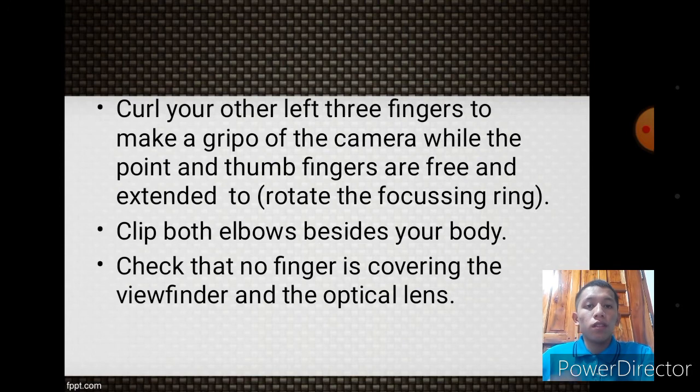Next is clamp your both elbows beside your body. Clamp, ibig sabihin nakatuon ang dalawang elbows nyo sa inyong katawan para hindi ka masyadong mangalay. Check that no fingers is covering viewfinder and optical lens. So, siguraduhin nyo na wala nakasangga dun sa lens.